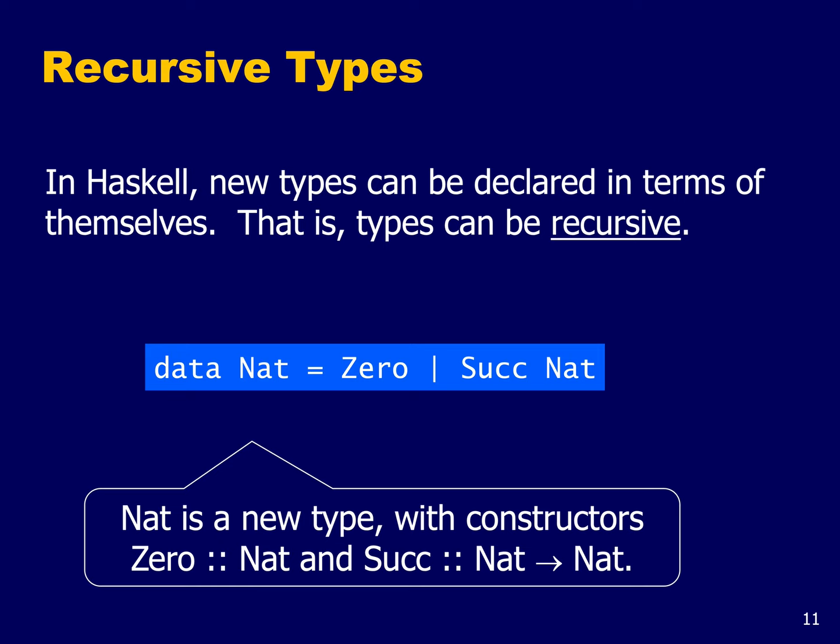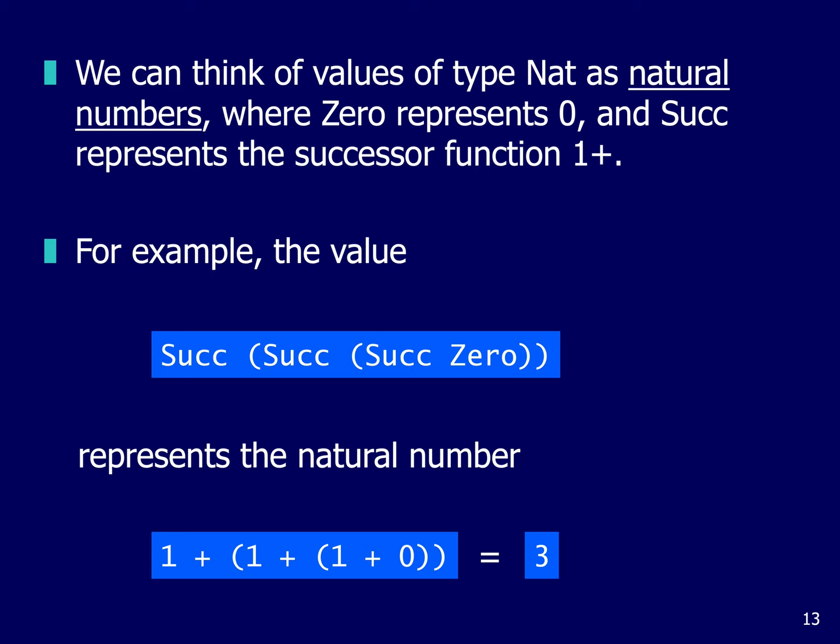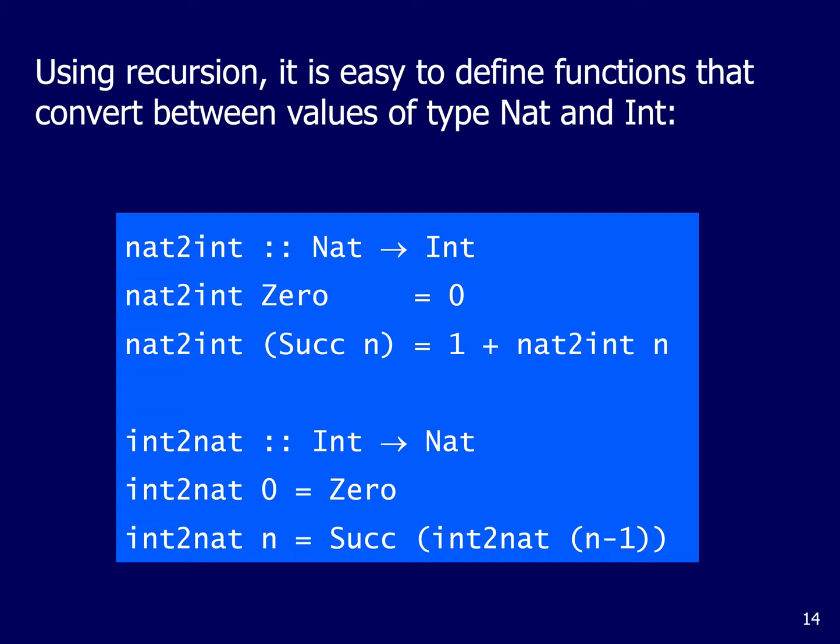So what can we do with these things? Well, here is a couple of simple conversion functions. So I've got a function called nat to int, and it converts a natural number into a real or a normal integer. And then I've got a function down the bottom called int to nat, and that does the opposite. It takes an integer, which we're going to imagine being a non-negative integer. It's a natural number, and it converts it into our own little internal representation.